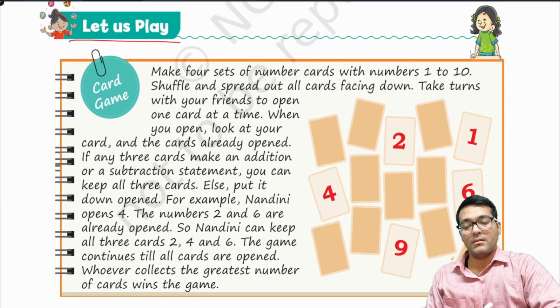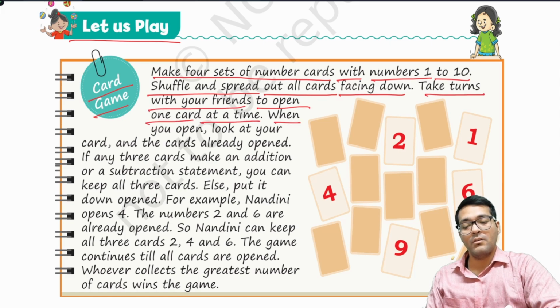Let us play a card game. Make 4 sets of number cards with numbers from 1 to 10. Shuffle and spread out all cards facing down. Take turns with your friends to open one card at a time. When you open, look at your card and the card already opened. If any 3 cards make an addition or subtraction statement, you can keep all 3 cards, else put it down opened.